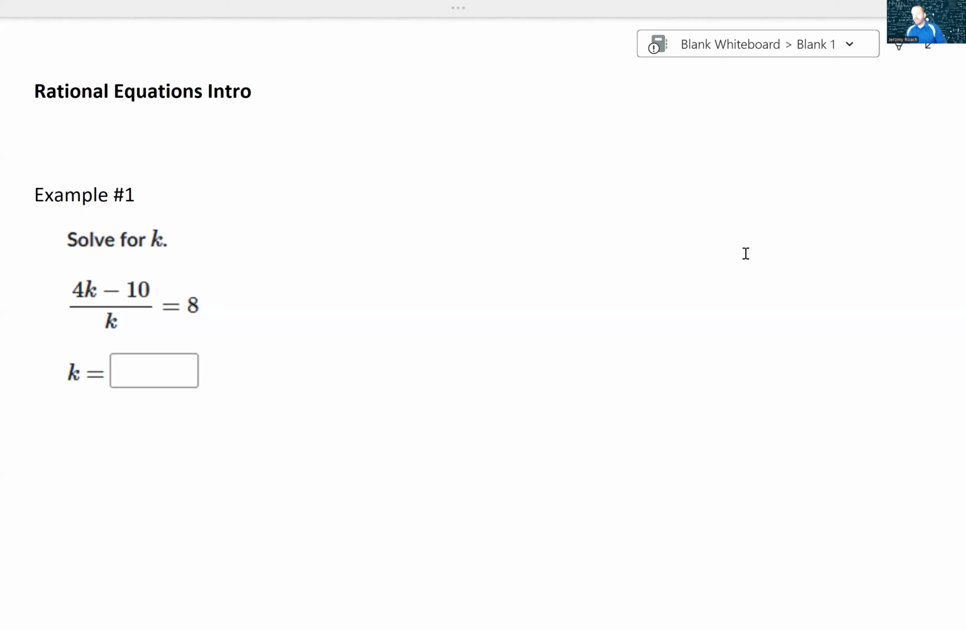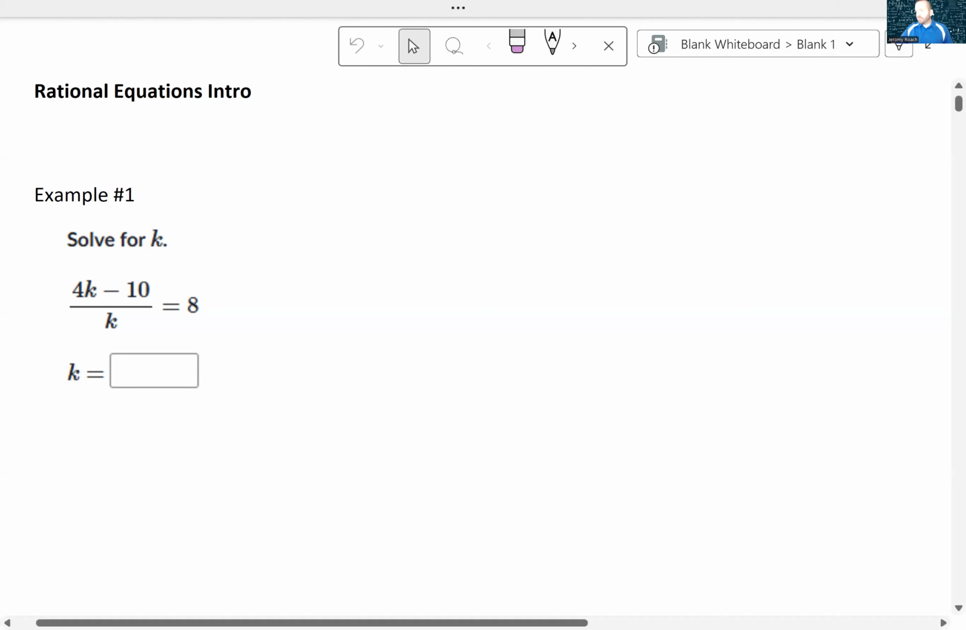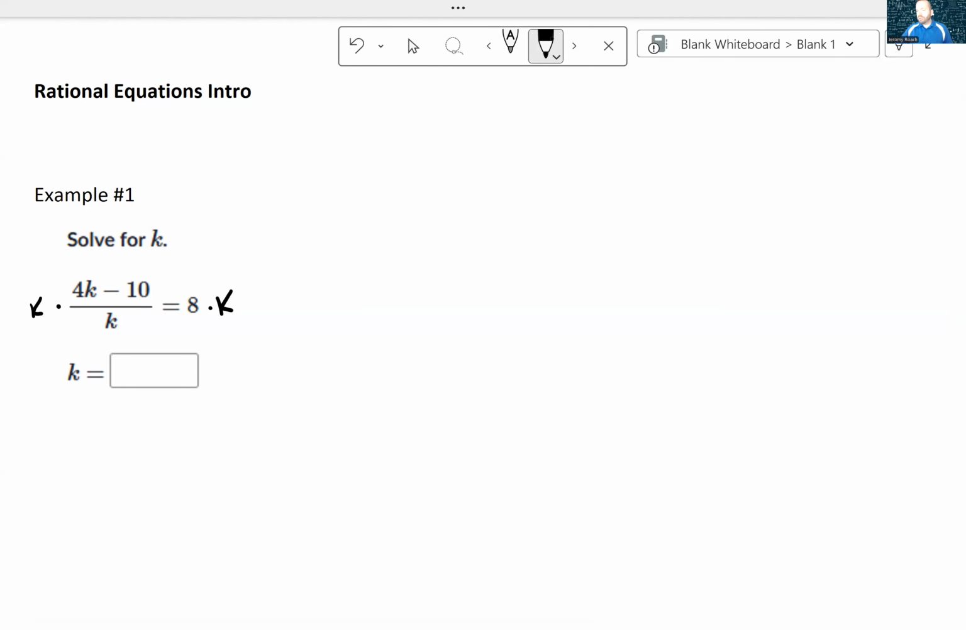It says solve for k, and we have 4k minus 10 over k equals 8. The first thing that I would do here is just multiply by k on both sides. I'm just writing over here to save a little bit of room. When we do that, that k cancels out with that k, and now we're left with 4k minus 10 equals 8k.